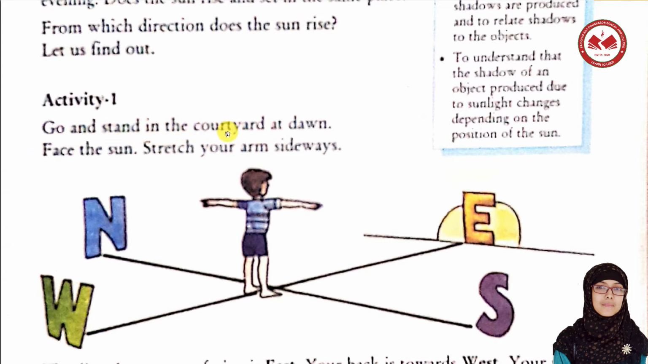Go and stand in the courtyard at dawn. So there is an activity that you have to go to the courtyard at dawn. Do you know what dawn means? Early in the morning, right? ডন অর্থ খুব ভোরবেলা, অর্থাৎ খুবই ভোরে যখন সূর্য উদয় হয় ঠিক তখনই তোমাকে কোর্টইয়ার্ড অর্থ উঠোন, বাড়ির সামনে যে জায়গাটুকু থাকে সেটাকে কোর্টইয়ার্ড বলে.